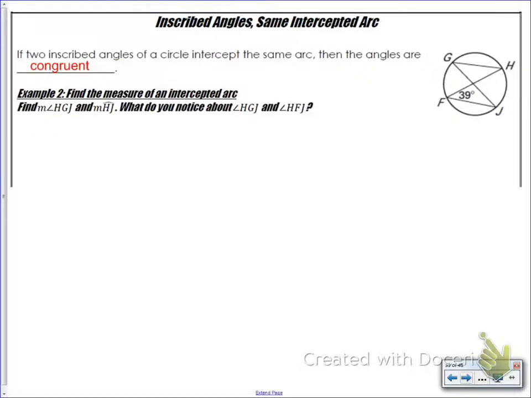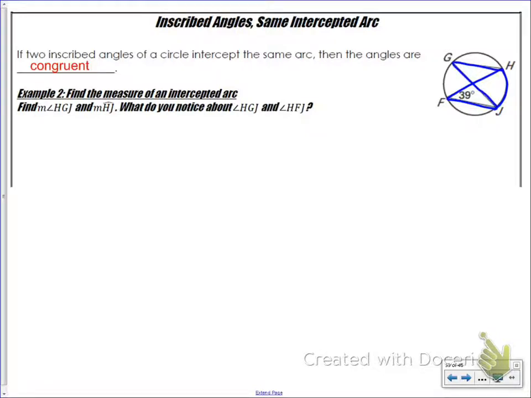All right, the next thing we'll talk about is what happens when I have 2 inscribed angles that intercept the exact same arc. If this happens, then those angles are going to be congruent to each other. So here's an example of what this might look like. I've got angle HFJ here, intercepting arc HJ. And I've got angle HGJ, also intercepting arc HJ.